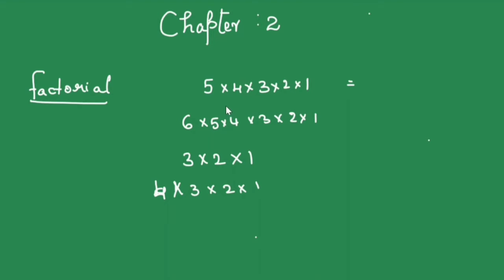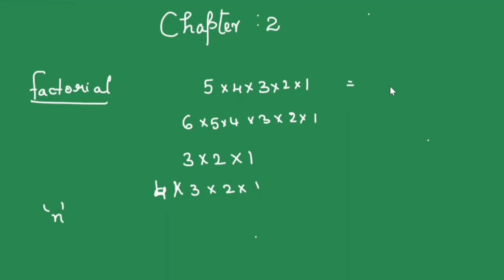Factorial is nothing but you just multiply a whole number down to 1. If you take 5, you multiply 5 down to 1: 5 into 4 into 3 into 2 into 1. So it is called factorial. For any natural number n, factorial is the product of the first n natural numbers. So 5 factorial means the product of the first 5 natural numbers, and 6 factorial means the product of the first 6 natural numbers.